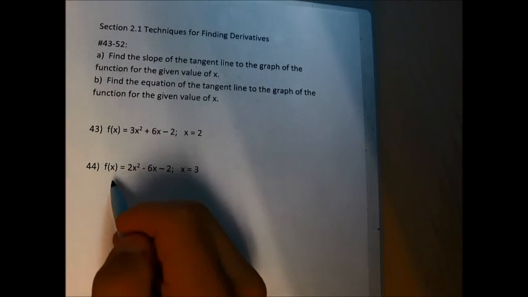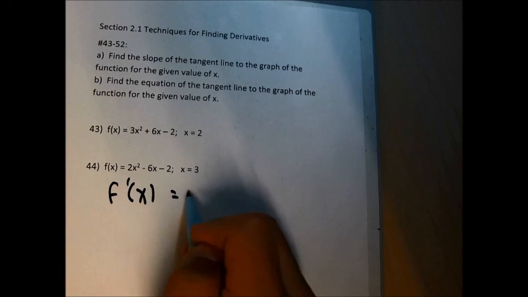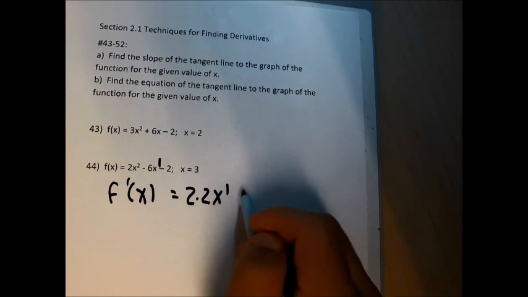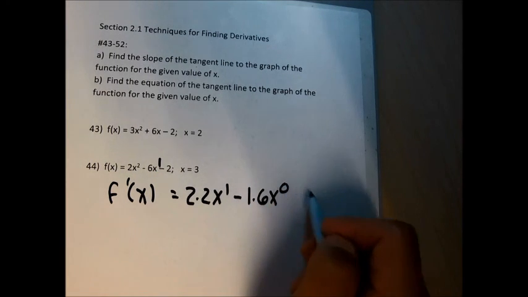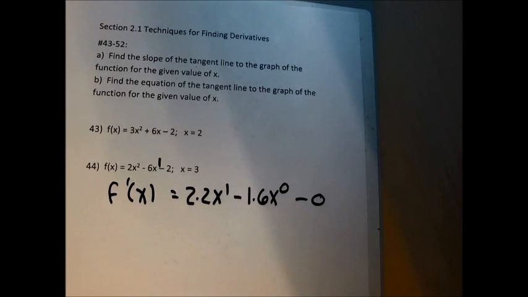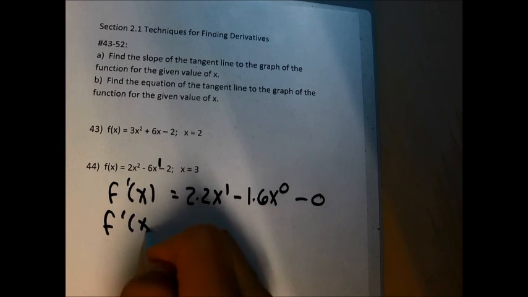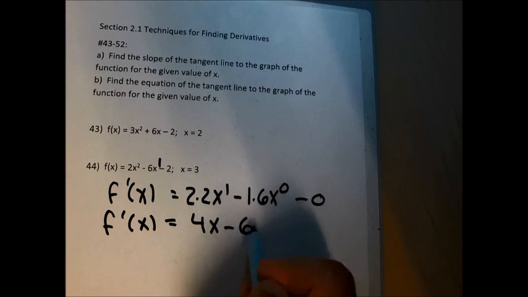derivative. The derivative in problem 44 is going to be 2 times 2x to the first minus 1 times 6x to the 0, and then minus 0. Derivative of a constant is 0. So I'm going to start doing a little bit less work in my derivatives and start doing some stuff in my head, because usually students can do that pretty quickly. So the derivative of the function in problem 44 is going to be 4x minus 6.